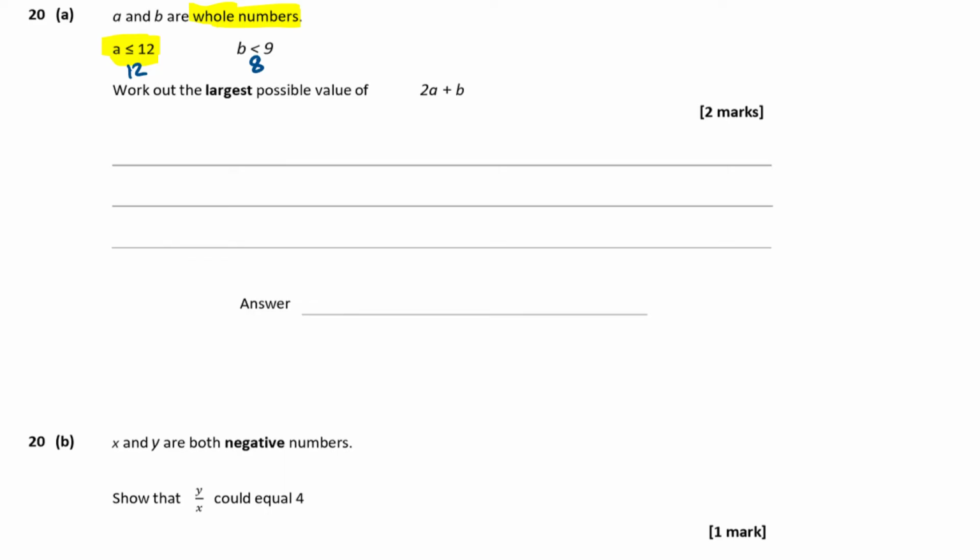So the largest possible value of 2a plus b is going to be 2 lots of 12 plus 8 then, isn't it? Okay, 2 12s are 24 plus 8 is 32. Okay, so it's going to be 32.